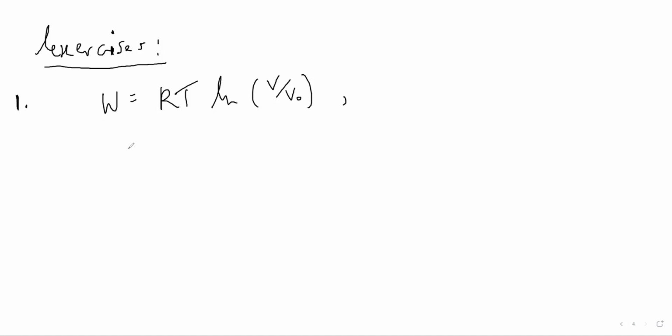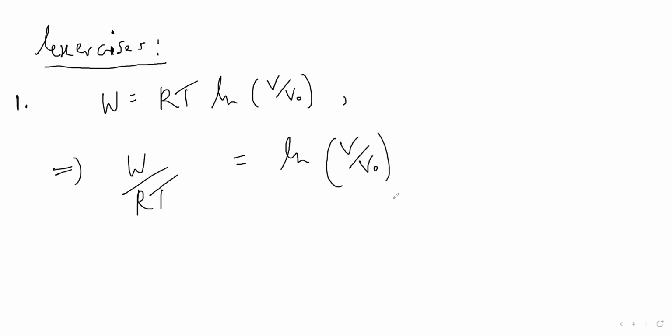The first thing we do is we divide both sides by RT. So we divide the left side by RT and divide the right side by RT. On the left-hand side, we are going to have W divided by RT. On the right-hand side, we have just ln of V divided by V0.